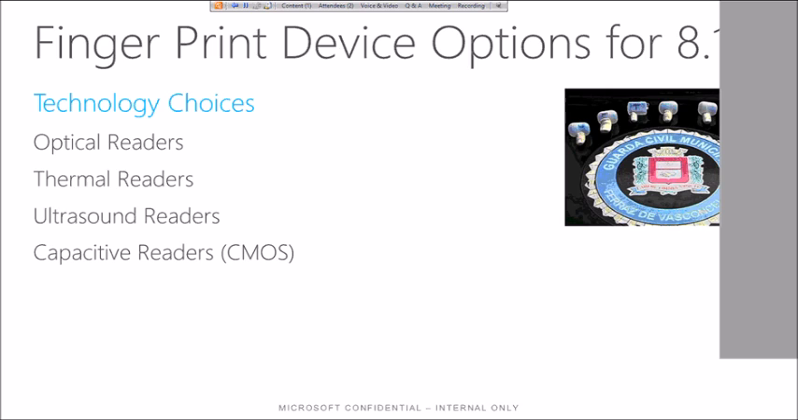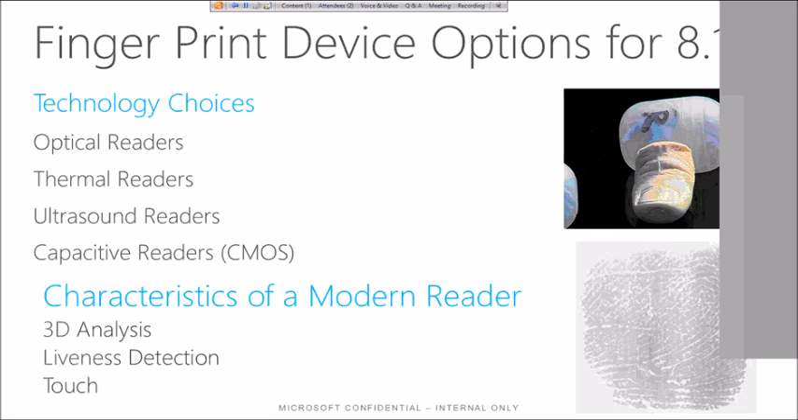The point I'm trying to make here is, while fingerprint is really great, and we push biometrics a lot, there are also some technology choices you need to be aware of. There are different kinds of readers: optical readers, thermal readers, capacitive readers, and even ultrasound readers. When we as Microsoft talk about so-called modern readers, they have 3 characteristics. The first one, it supports 3D analysis. Second, it has liveness detection. And lastly, it is touch-based.